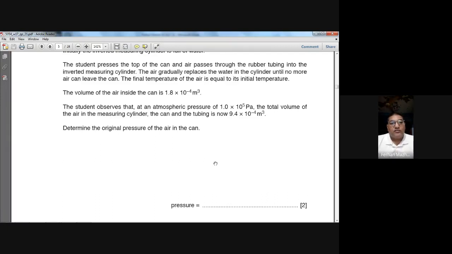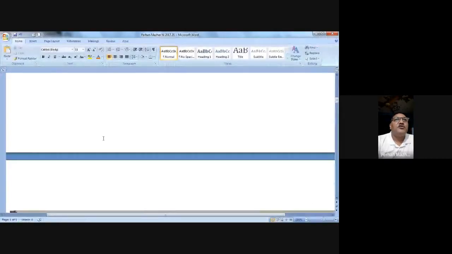When he's talking about the pressure of the gas and the temperature is constant, you remember we can apply the formula P1 V1 equals P2 V2. Here, V1 is given, P1 is the question, P2 is given, and V2 is also given. It's a 2 mark numerical. I have solved it already on paper. Let me show you on your screen.